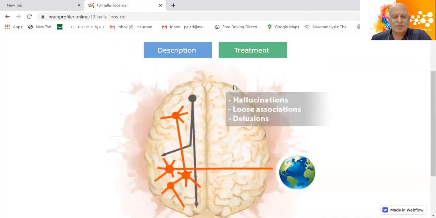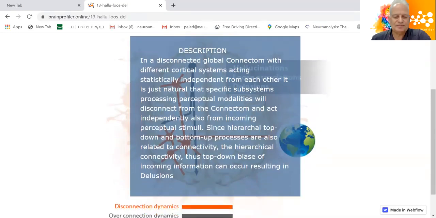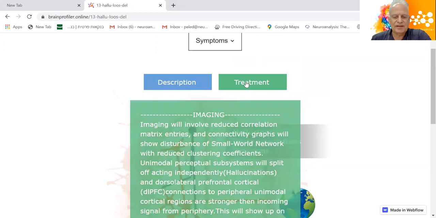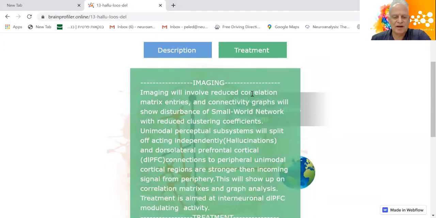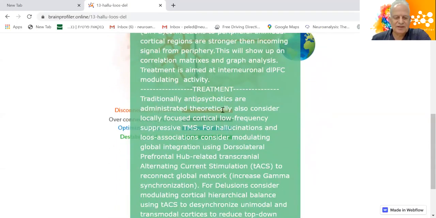In order to have a text of this, you just press description and you get the description that I just talked about. And if you press the treatment button, you get two things. One, the predicted imaging. This is the information for those who want to predict a testable hypothesis of what this specific patient is suffering from, and you can extract it by signal processing from imaging devices. That would be EEG, fMRI, and so on. And two, treatments.